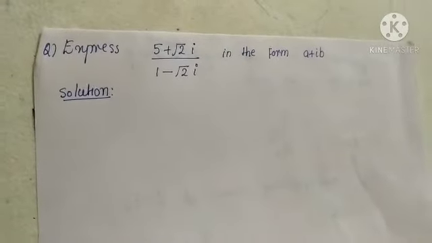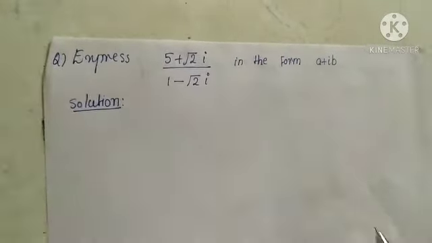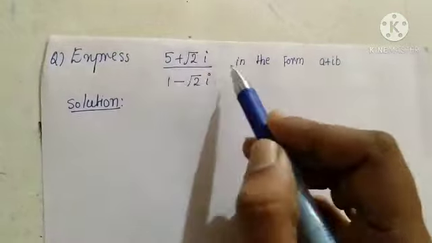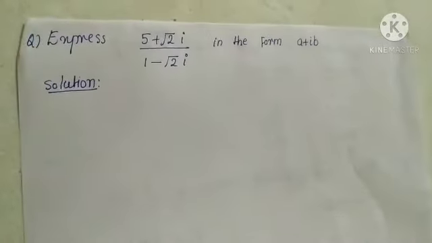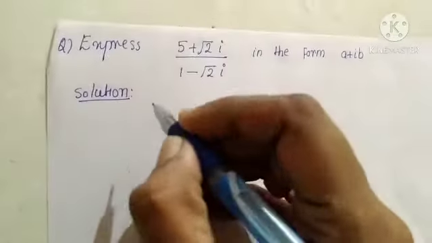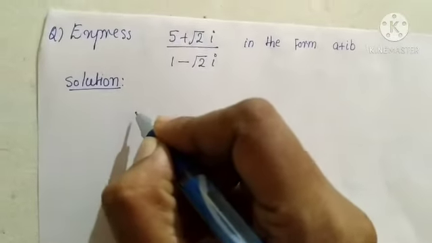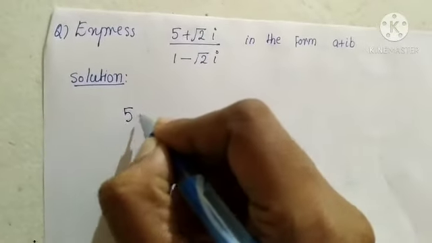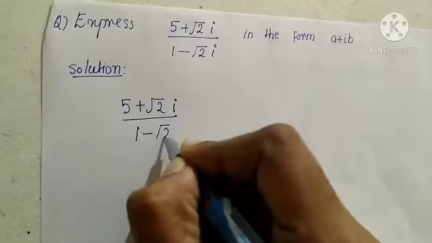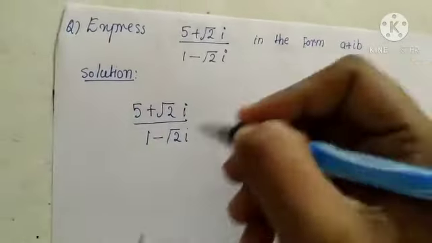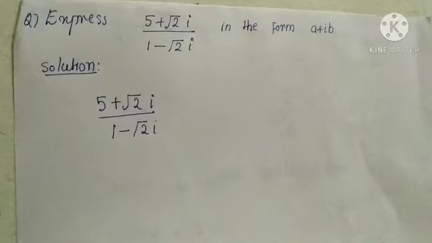So let us look at this question. Express 5 plus root 2i divided by 1 minus root 2i in the form a plus ib. So let's start the solution of this question. Our question is 5 plus root 2i divided by 1 minus root 2i. We need to change this into a plus ib form, right?